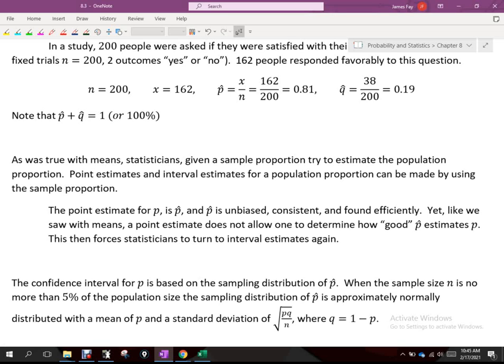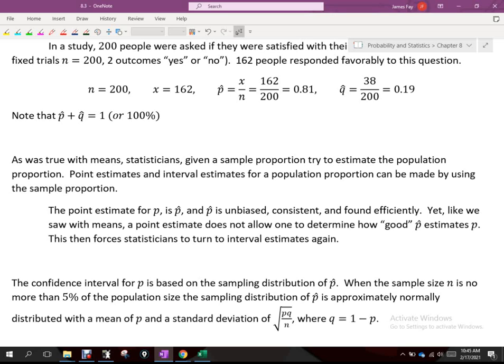Now we're trying to estimate population proportions. As was true with means, given a sample proportion, we try to estimate the population proportion. Point estimates and interval estimates for a population proportion can be made by using the sample proportion. So what we just came up with in this particular population, we said 81% favor their profession.